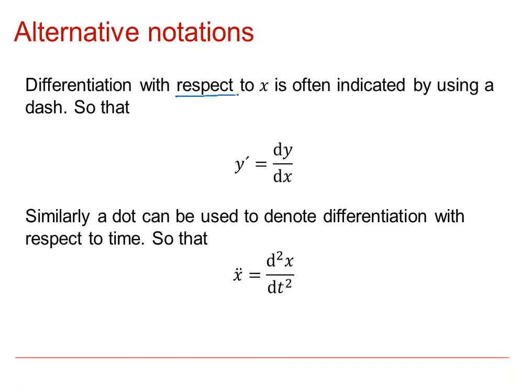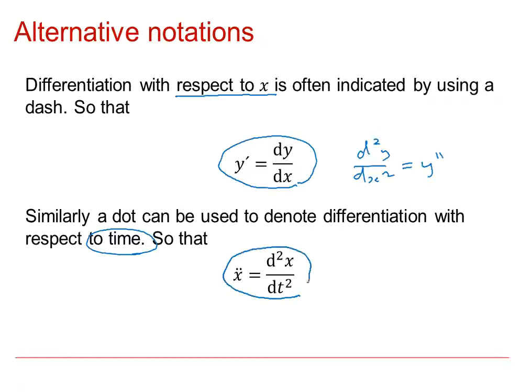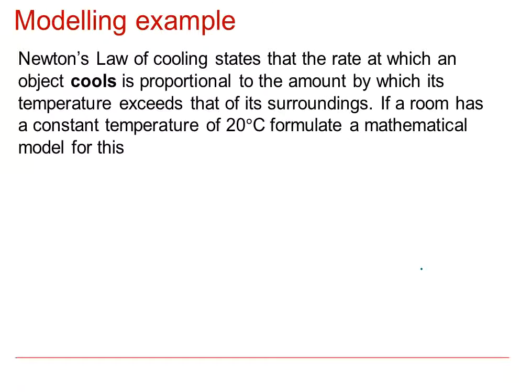Differentiation with respect to x is often represented using a dash, so you may see dy by dx written as y dashed just for a shorthand notation. Likewise, if you wanted the second derivative of y with respect to x, you might see it written as y double dashed. Similarly, a dot can be used to denote differentiation with respect to time. So for example, d2x by dt squared could be represented by x double dot, and dx by dt could be represented by x dot.